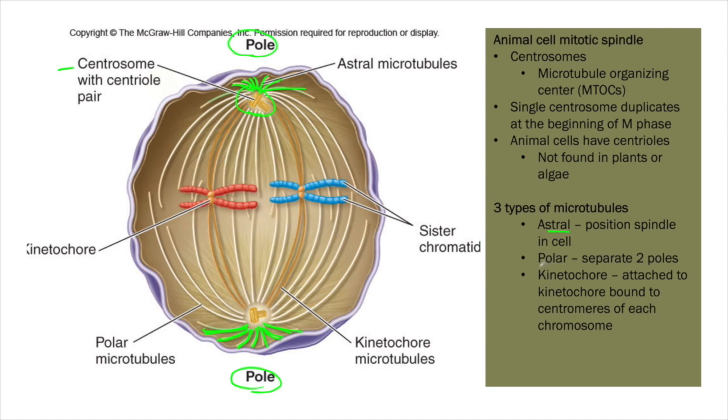Next, after astral microtubules, we have polar microtubules. Polar microtubules are what actually create the two sides of the cell. These also come from our centrosome, and you can see here are our polar ones.